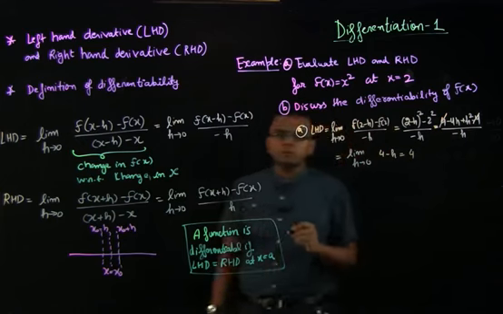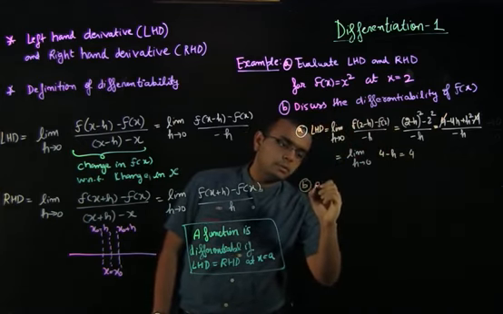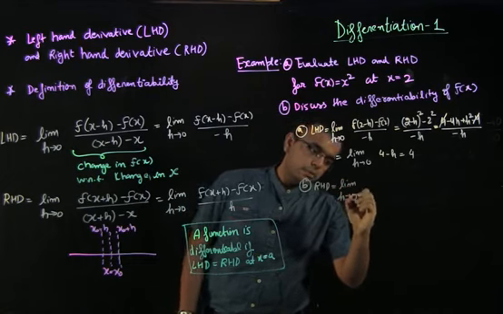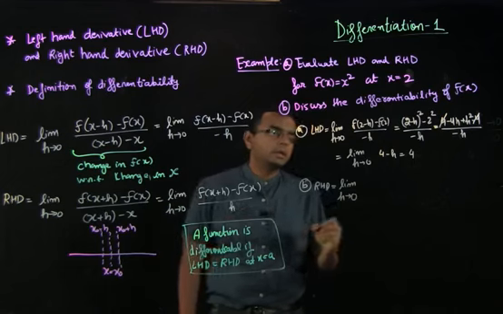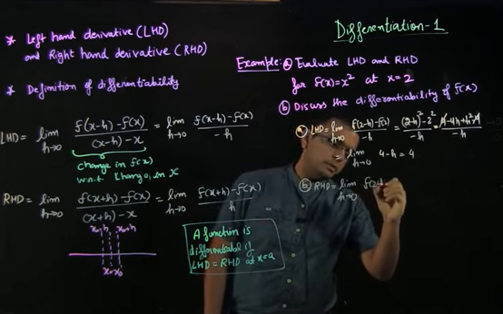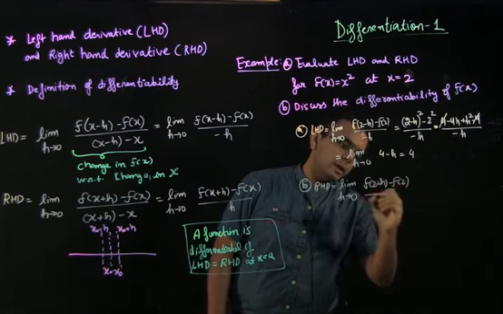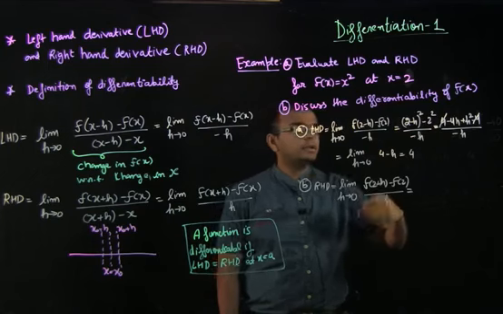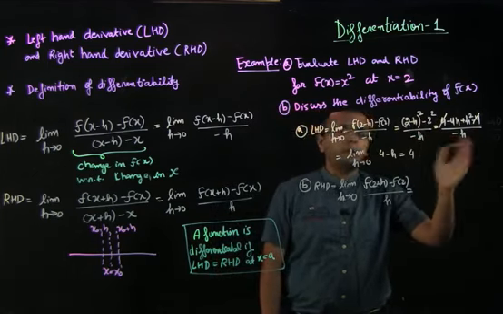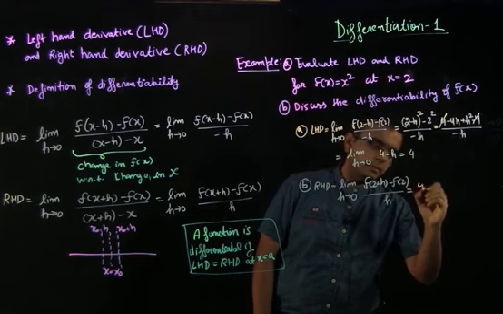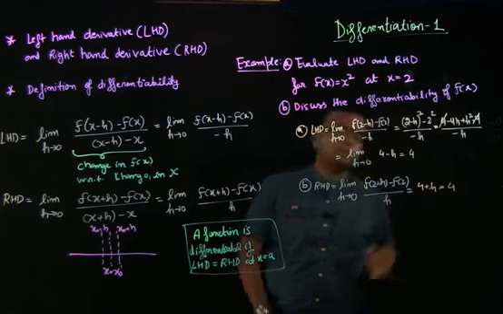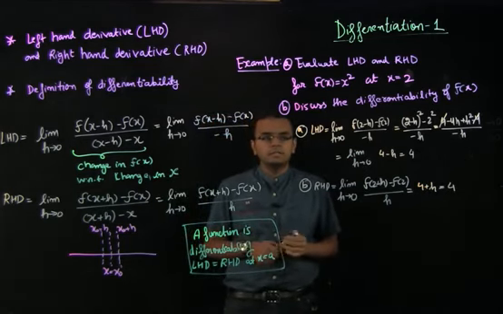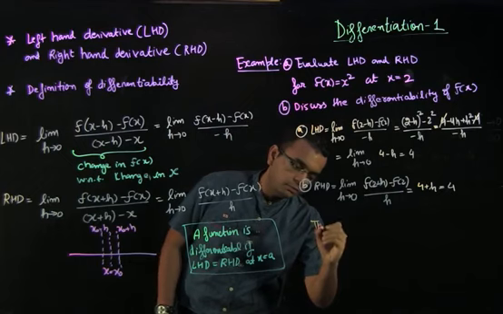Right. Similarly, you can also evaluate RHD here. That will be f of 2 plus h minus f of 2 by h, and when you evaluate this value, you will get similar problems like this, and you can open the square and cancel, and then you can see that this will be nothing but 4 plus h, and that will also be 4. So, what does that mean? That both LHD and RHD are 4, and hence the function is differentiable at x equal to 2.